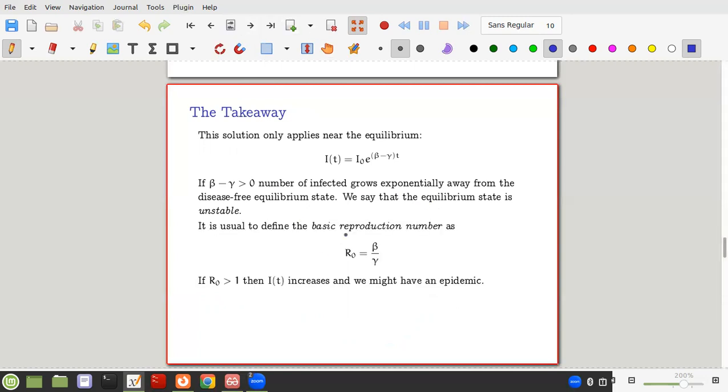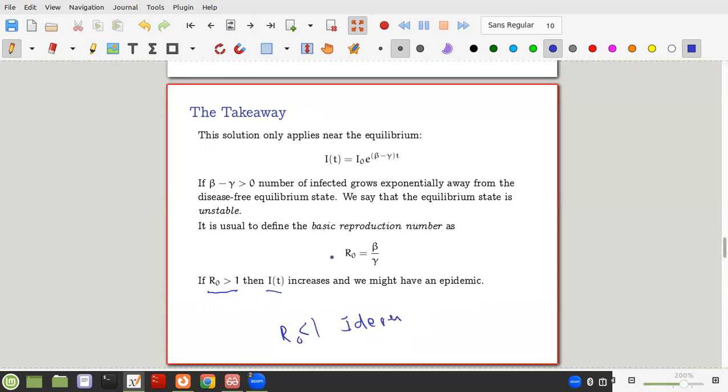And instead of this beta minus gamma, it's usual to define beta over gamma. So you can see if beta is larger than gamma, so if R naught is larger than 1, then I increases and we might have an epidemic, right? But if R naught is less than 1, I decreases, and that means that everyone's getting well.